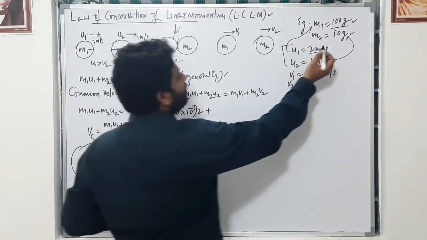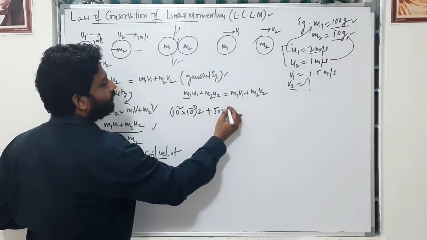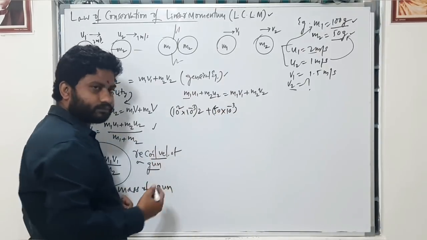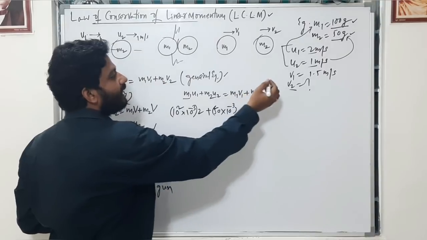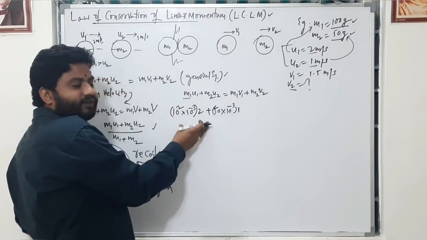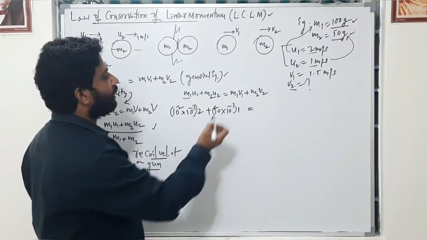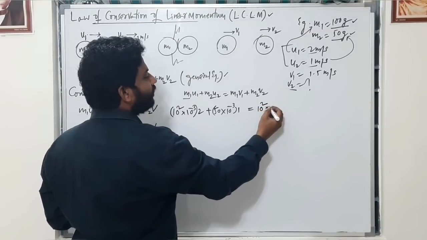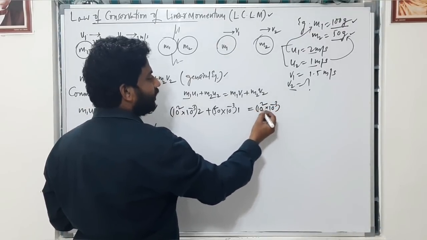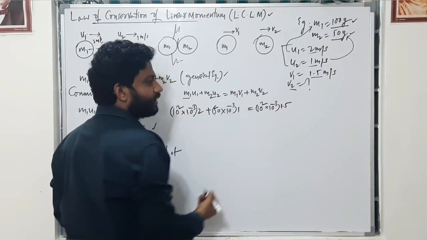M2. M2 is how much here? 50 grams. What can I write? 50 into 10 raised to minus 3 into U2. What is the second initial velocity? 1. That's the left hand part done, which is equal to the right hand part. What is the right hand part? M1 is 100 grams. So once again, 10 square into 10 raised to minus 3 kilogram into V1. V1 is 1.5 meter per second.